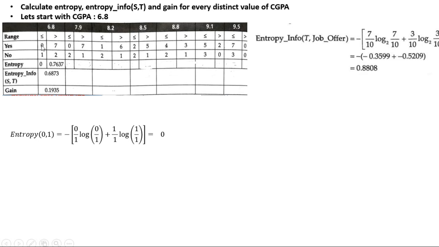Now for the CGPA 6.8, first find the entropy of 0, 1. So entropy of 0, 1 is minus of, we have looked into these formulas in the last few sessions, please go through the videos. Minus of 0.1 log to the base 2.